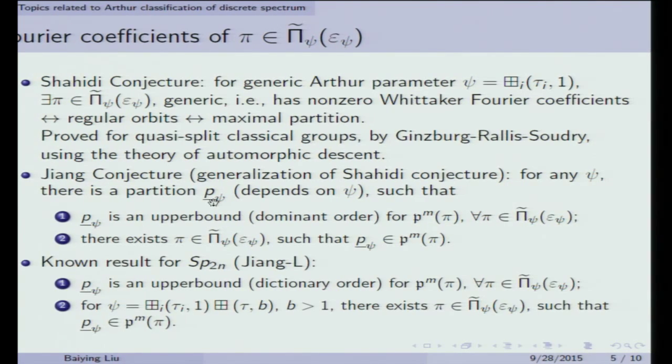So known cases: if we take simplicity groups, they joined with Zhang, and one can show that this p psi is actually an upper bound, but with respect to dictionary order. This is a weaker result. The second one is corresponding to this part two, namely, for this parameter of the form like this. So there is a generic part, a non-generic part. So one step beyond generic. So there exists pi such that this upper bound can be achieved. So the other cases of this conjecture are work in progress.